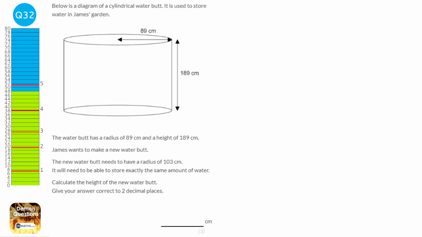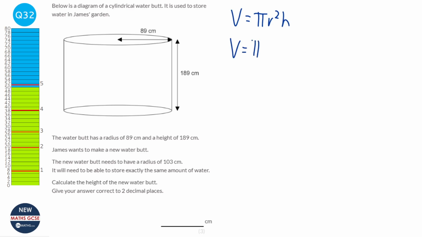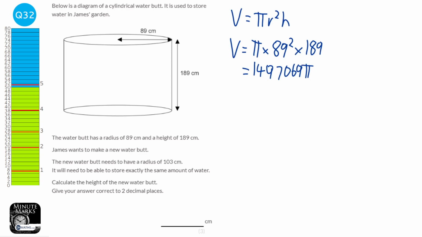140.06. So first thing to realise is that the formula for a volume of a cylinder is pi r squared h. So what we need to do first of all is work out the volume of the water butt that James currently has. So we're going to do the volume equals pi times the radius, which is 89 squared, times the height, which is 189. And when we do that we get 1497069 lots of pi. And I'll keep this in terms of pi just for simplicity.